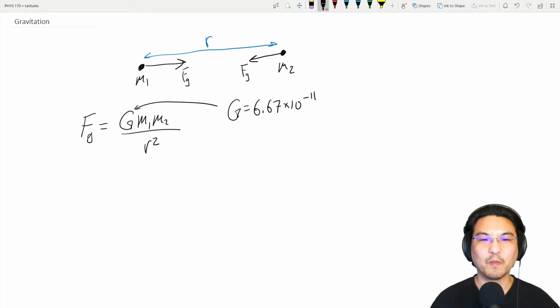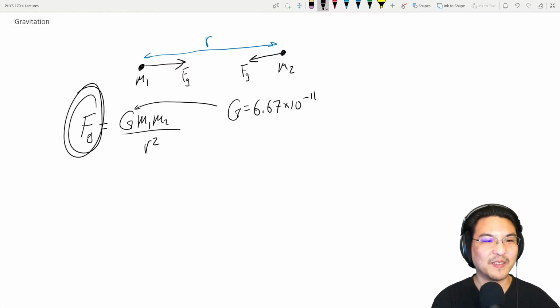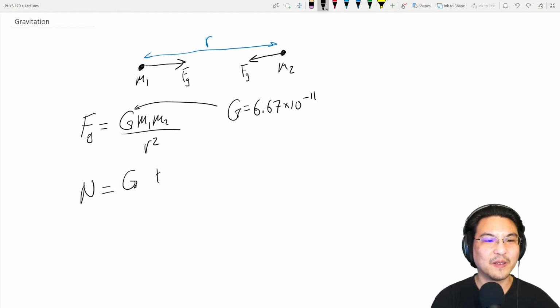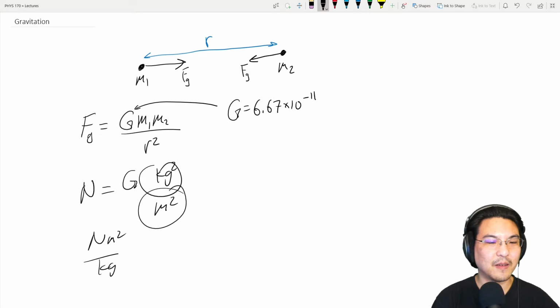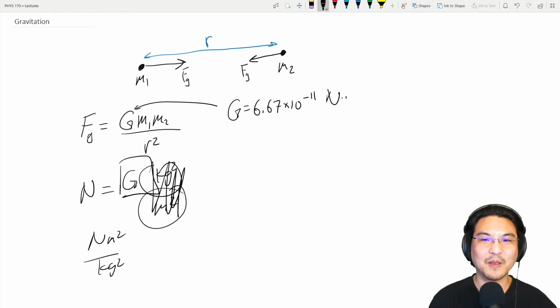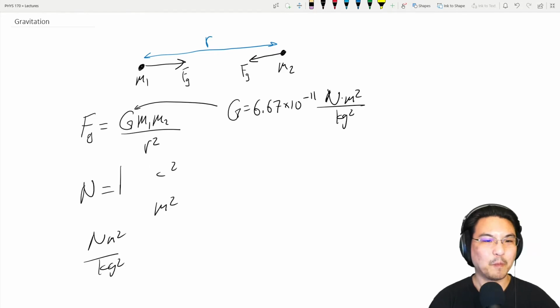Okay, and then the units. I often forget the units, but let's say you forget the units. You can do dimensional analysis to figure it out. For example, this is newtons, right? And then this is kilograms squared. This is meters squared. So just move this on this side. Move this on this side. And there you go, right? So the units for the gravitational constant have got to be Newton meter squared per kilogram squared.